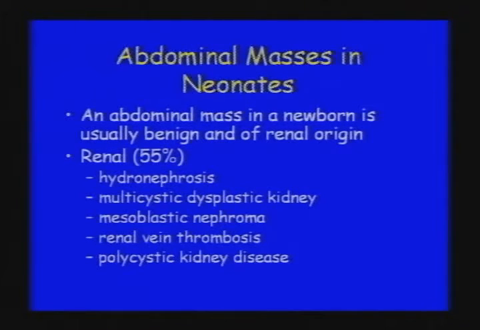An abdominal mass in a newborn is usually benign and usually of renal origin. And over half of them are of renal origin. And the most common group is hydronephrosis, all the different causes of hydronephrosis, UPJ, UVJ obstruction, reflux, posterior urethral valves, the whole thing. The most common single diagnosis is multicystic dysplastic kidney. And other things that you can see, mesoblastic nephromas, the kidney becomes very swollen if there's a renal vein thrombosis, so that can present as an abdominal mass, and polycystic kidney disease.